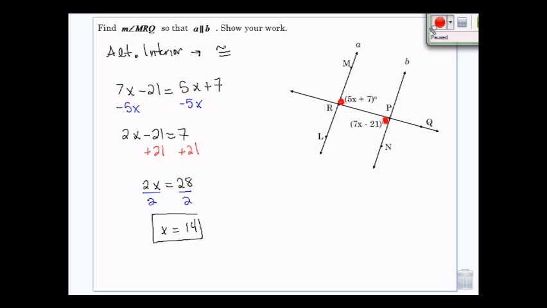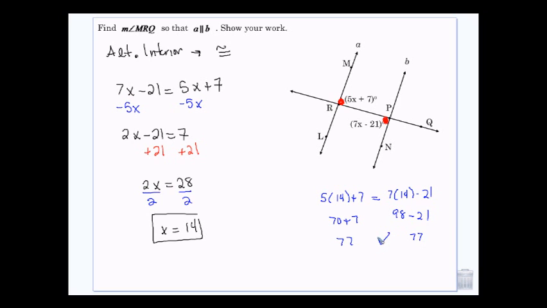So if you want to check your work, you can plug in 14. So I can do 5 times 14 plus 7, and 7 times 14 minus 21, and see if those are equal to the same thing, which I'll do right now. So 70 plus 7 and 98 minus 21. This is 77. That is 77. They match. You got the right answer.